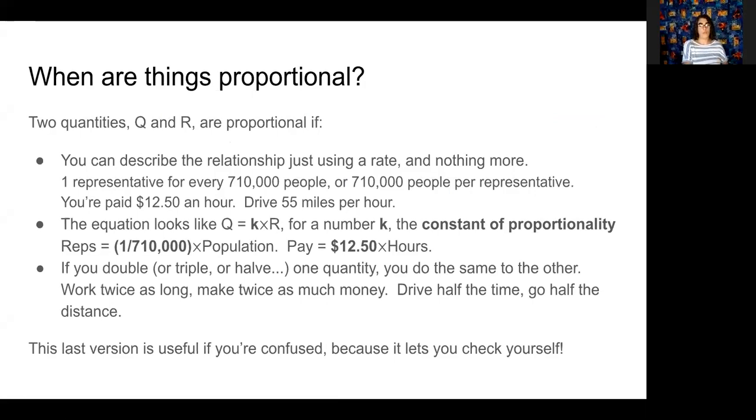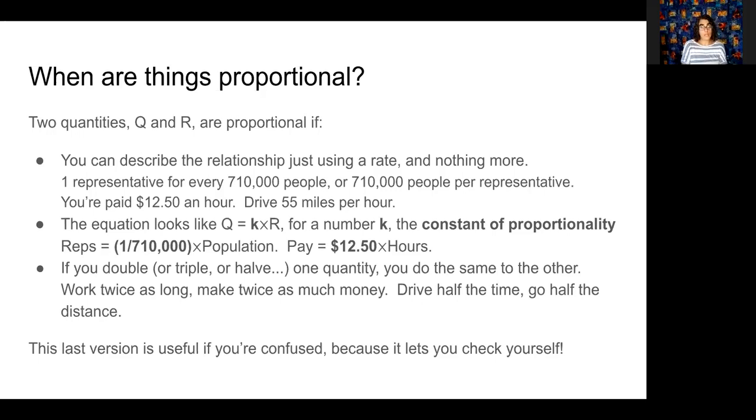You might be paid $12.50 an hour. You might drive 55 miles per hour. In each one of these, the relationship is proportional. The amount you're paid and the number of hours you work, the distance you drive, and the amount of time you spend driving. Another way to say this would be to say that the equation looks like Q is equal to some constant K times R for some fixed number K, which we call the constant of proportionality. For example, the number of representatives is 1 over 710,000 times the population. You also could describe that as saying the population is 710,000 times the number of reps. Those are both just fine.